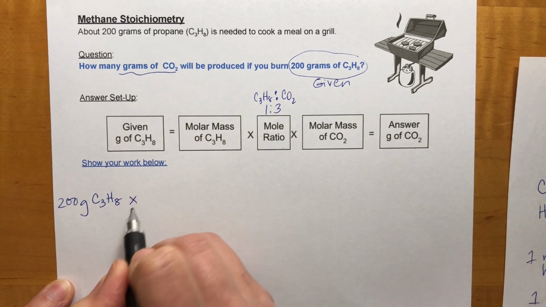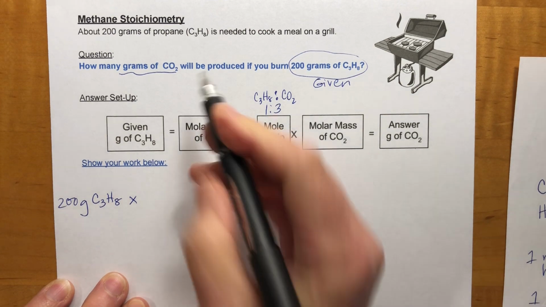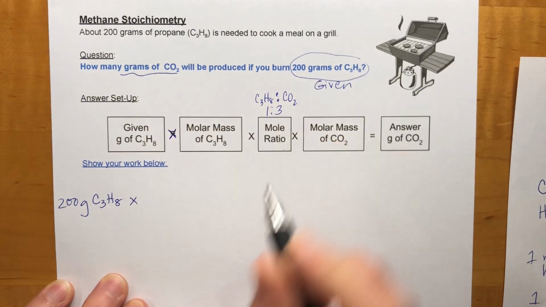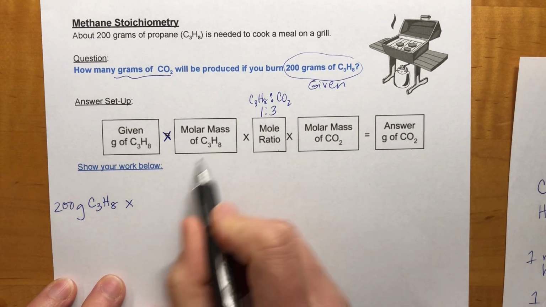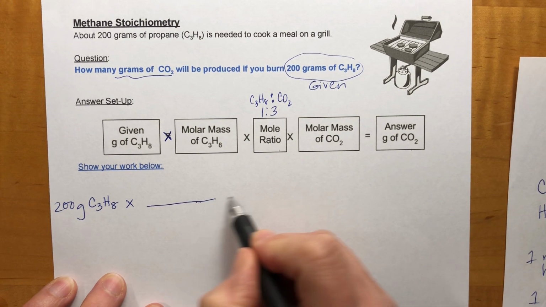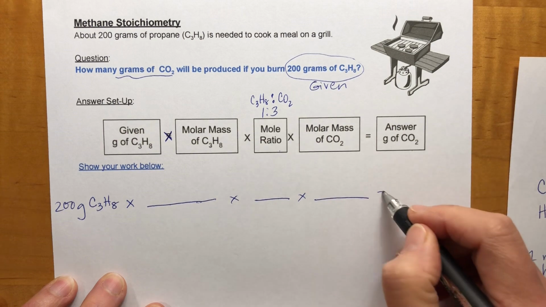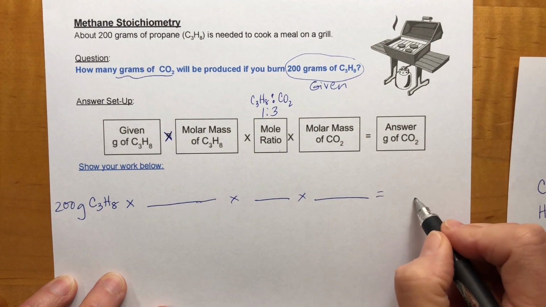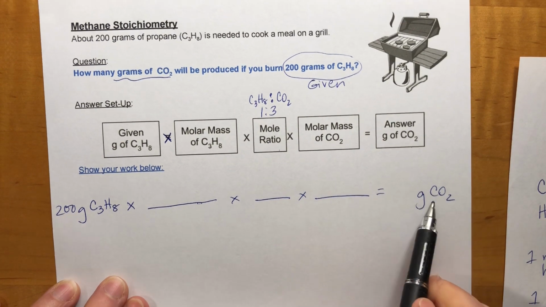Whoops, sorry. Why did I put an equal sign there? That should be a multiplication sign. Sorry about that. And I'm going to multiply by 1, 2, 3 different conversion factors, in order to get my answer, grams of carbon dioxide. And watch how these units are going to change.